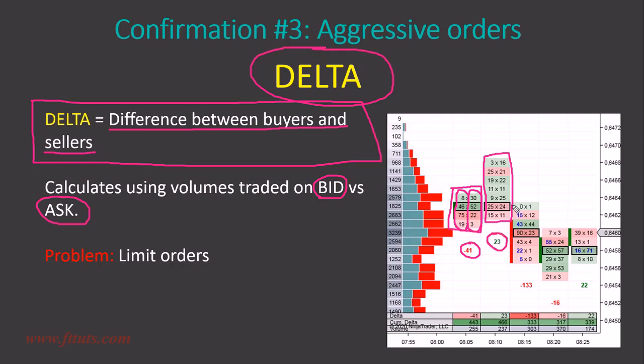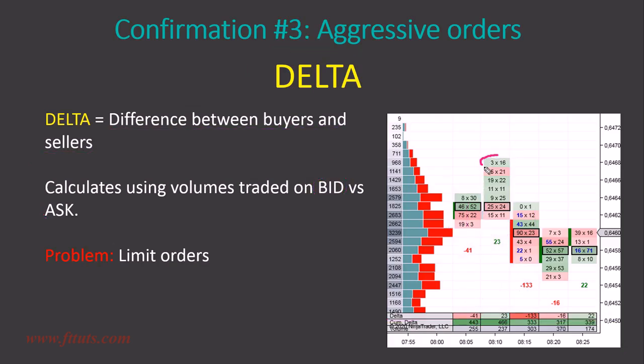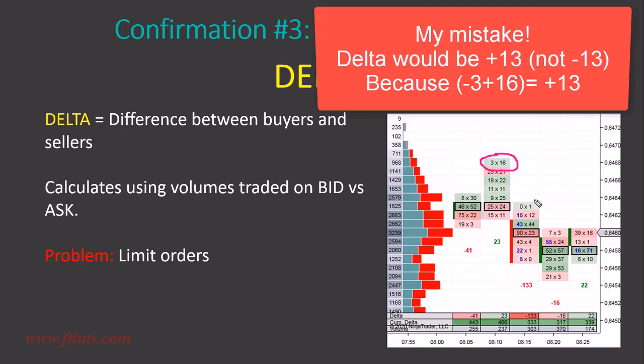If it's green, it's positive. If it's red, it's negative. You can also see delta in a summary in here, those numbers. As you can see, they match. All right, so this is where you can read delta. So for example, delta just for this one cell would be minus 13, because it would be 3 on bid minus 16. So delta would be minus 13, negative delta, but only for this cell, all right?